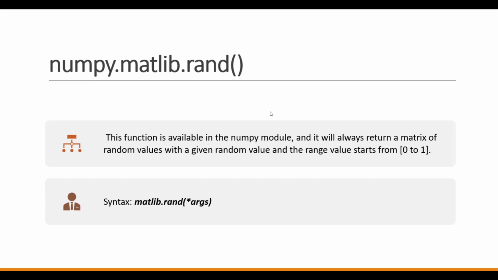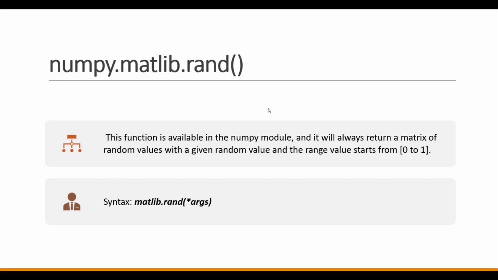So our last function is numpy.matlib.rand. So basically this function is available in the NumPy package module and it always returns a matrix of random values with a given shape, and the range value starts from 0 to 1. So here is the syntax, matlib.rand, and within this parenthesis I have used the *args parameter and it defines the shape of the output. So if *args is given as integers, then each integer defines the size of one dimension. If *args is given as a tuple, then this tuple gives the complete shape.